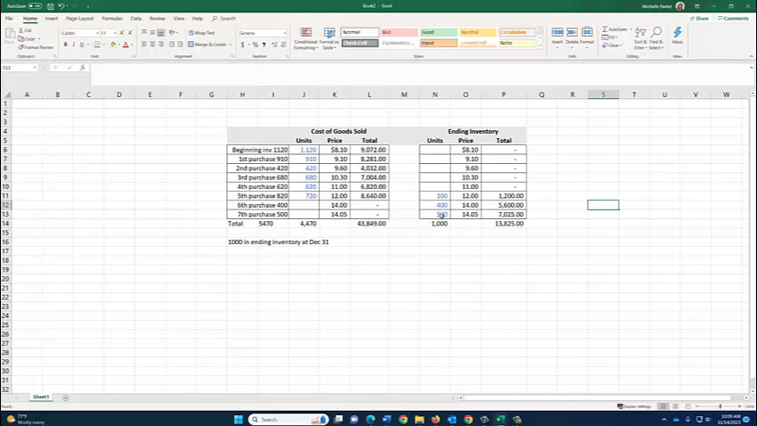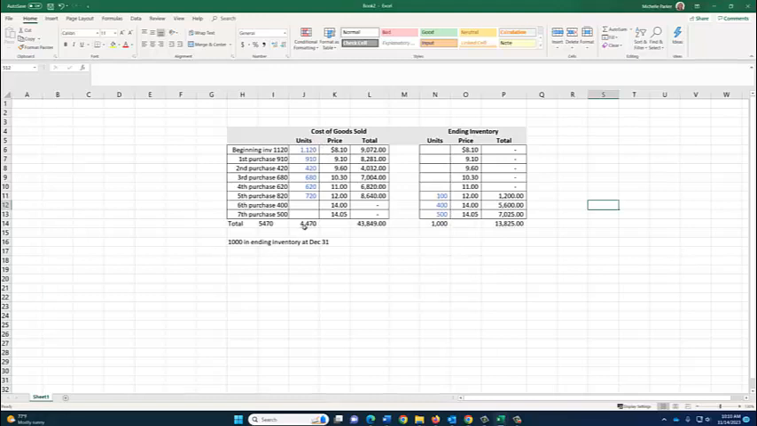So we have the ending inventory here where we've listed the last 1,000 units, the 500, the 400, and the 100 that was still left in ending inventory. And we totaled all those at their price, 100 at $12 is $1,200, 400 at $14, and 500 at $14.05, which will give us $13,825. Now over here is our cost of goods sold.